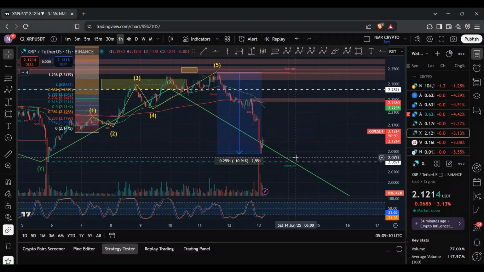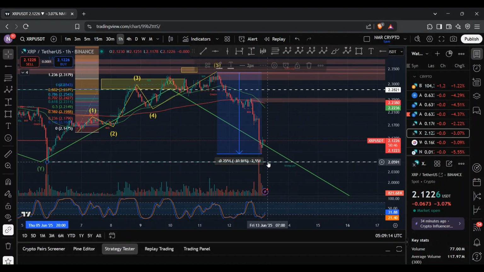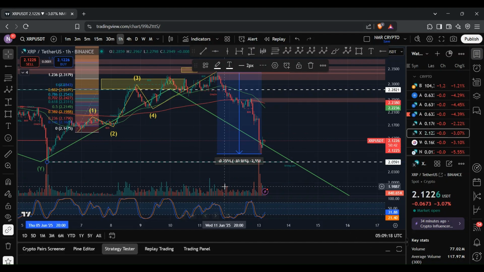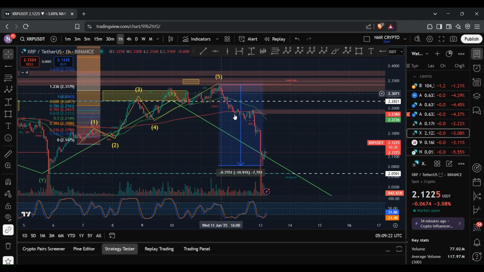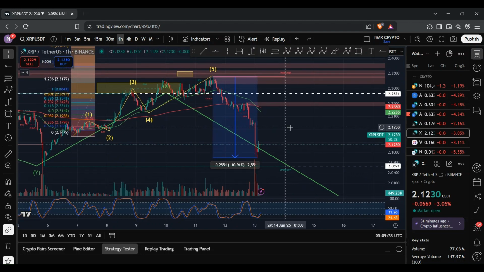So XRP has dropped more than 10%, and you can see that on the move to the downside, we almost retested the wave Y or the wave X origin, and that level sits at $2.06. And also within this move to the downside, you can see that the 50 EMA also crossed the 200 EMA, further confirming that we are on a bearish trend.